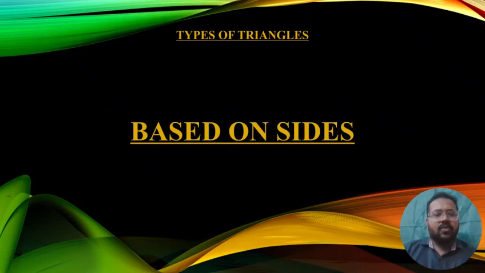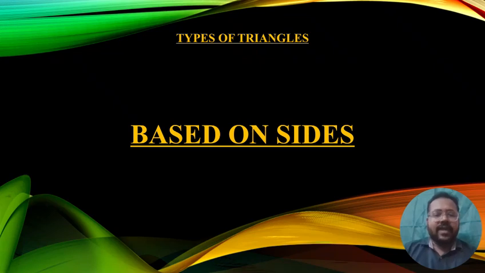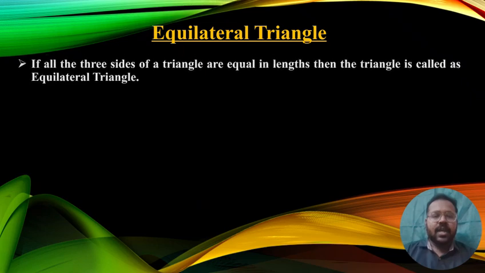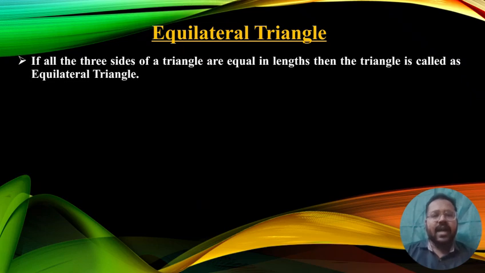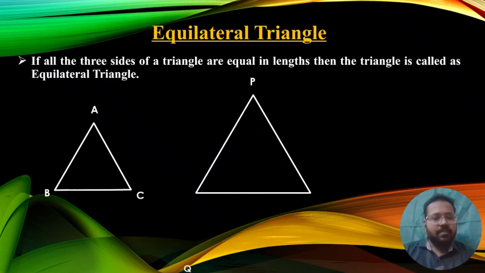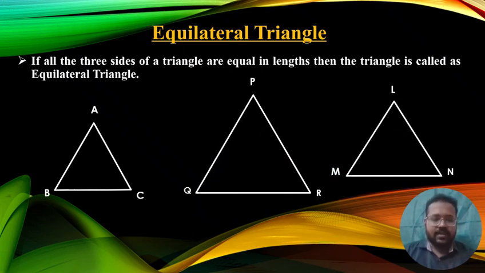First of all, we are going through the types of triangles based on sides, in which the first is equilateral triangle. If all the three sides of a triangle are equal in length, then the triangle is called an equilateral triangle. Let's observe some figures. This is triangle ABC, this is triangle PQR, and this is triangle LMN.